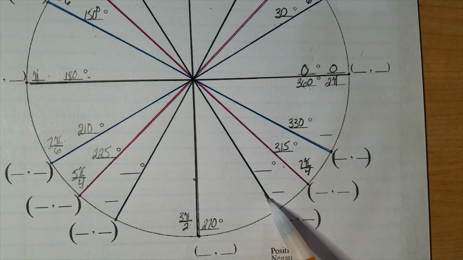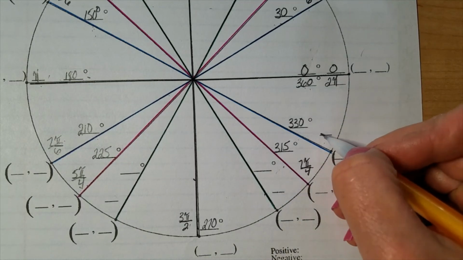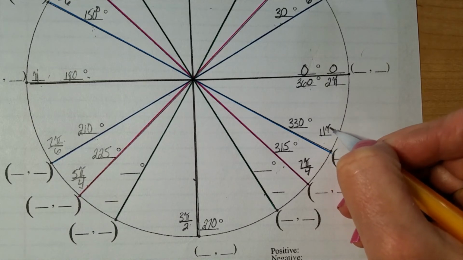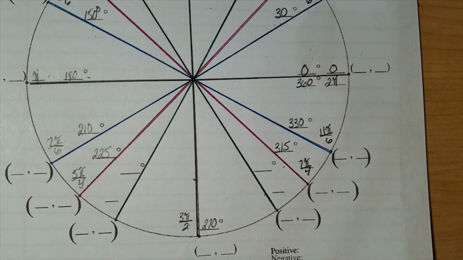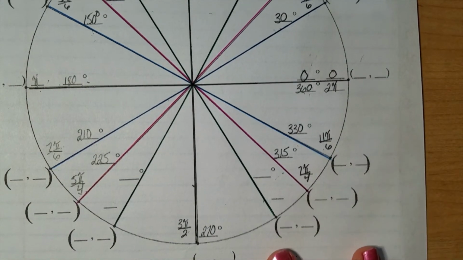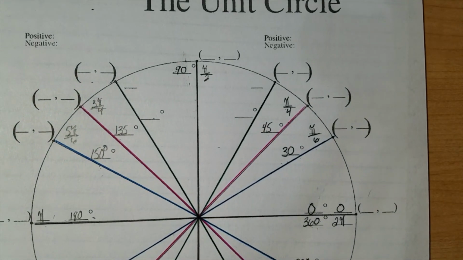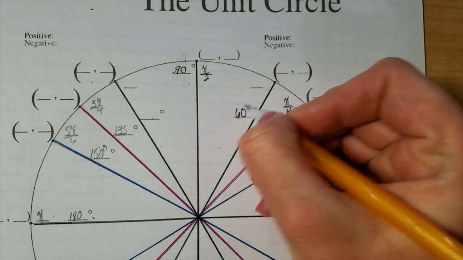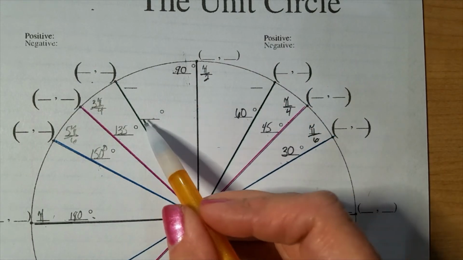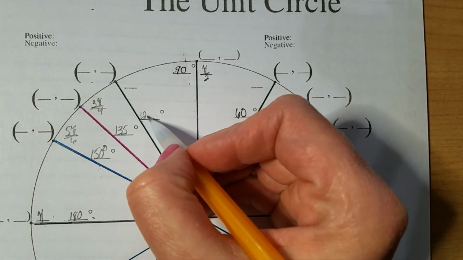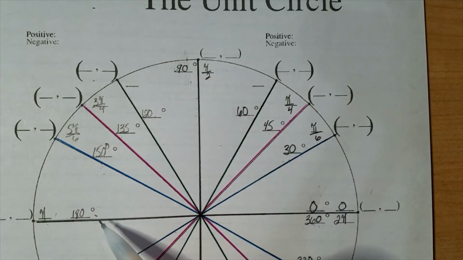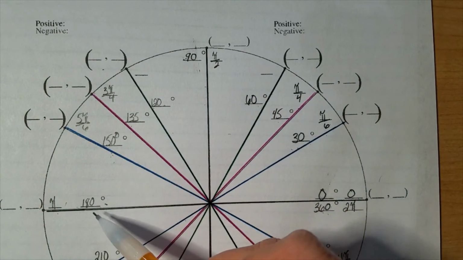We would then have 10 pi over 6, 11 pi over 6. Okay, and we've gone all the way around with our pi over 6 reference angle. 60 degrees. 60 degrees, you can add another 60 degrees is 120 degrees. You could also look at it as a reference angle.